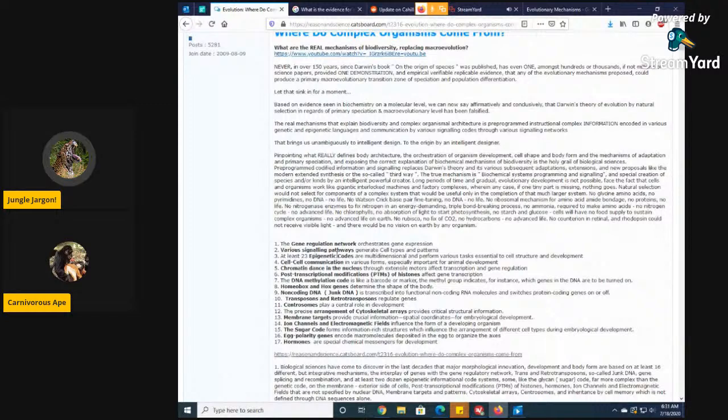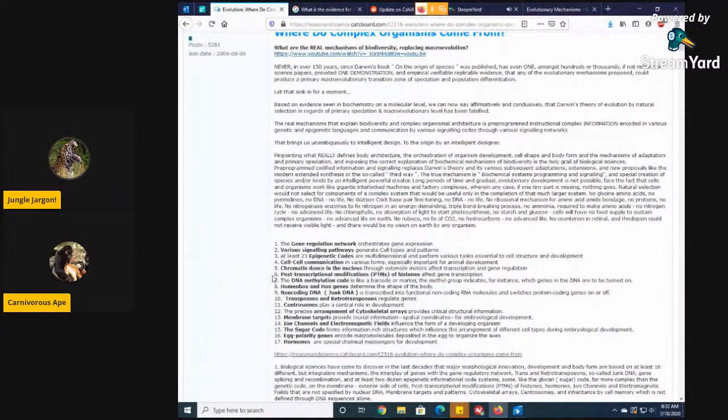Various signaling pathways generate cell types and patterns. At least 23 epigenetic codes, these are passwords, are multidimensional and perform various tasks essential to cell structure and development. Cell to cell communication in various forms is especially important for animal development. Chromatin dance in the nucleus through extensor motors affects transcription and gene regulation.